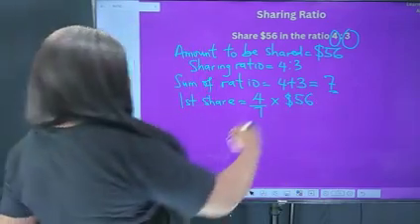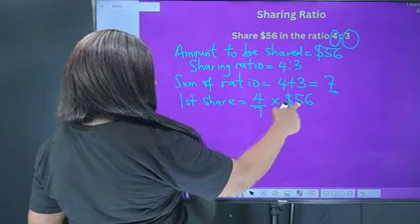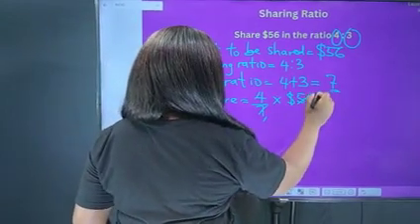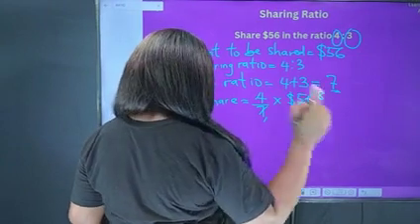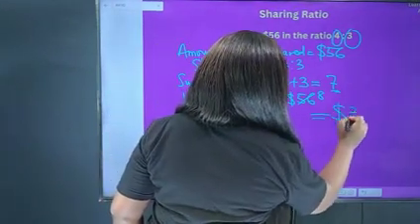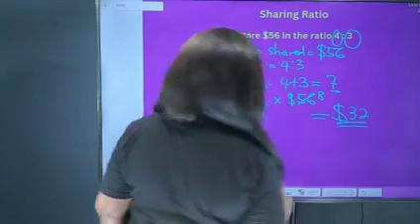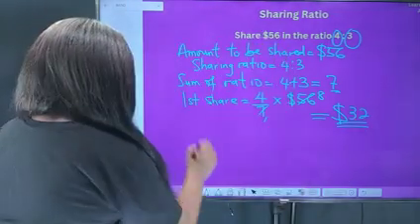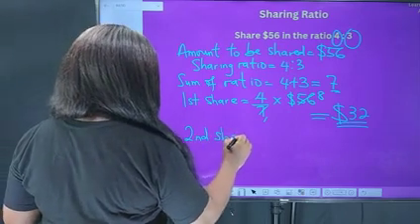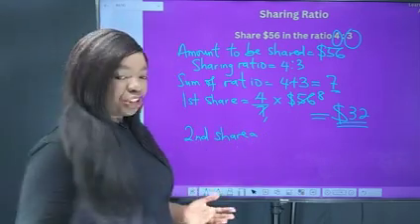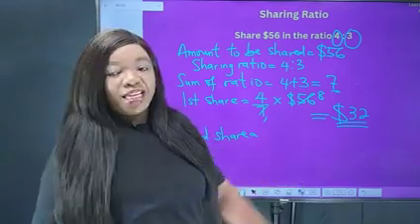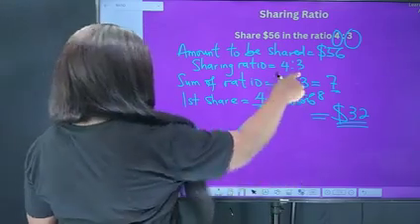Okay? Then reduce to its lowest term. So 7 can divide 56. 7 into 7 is 1. 7 into 56 is 8. So 4 times 8 is 32, which means the first share is $32. The first share is $32. Now let's find the second share. You can pause this video, find the second share on your own, then replay the video and see if you are right. Now the second share is 3.